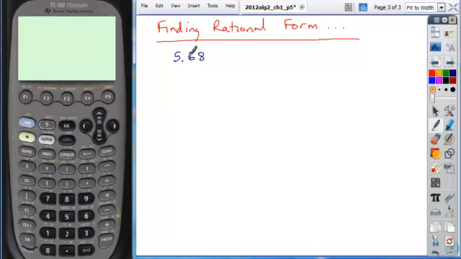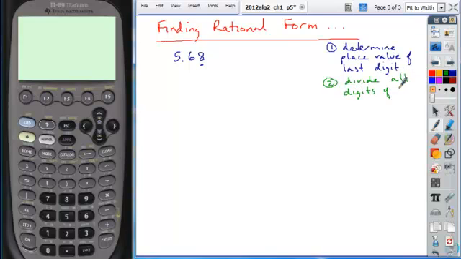If I want to find the rational form of this, it's a very simple process. The first thing you're going to do is determine the place value of the last digit. So in this particular case, what is that place value? Hundredths, right? It's tenths, hundredths, thousandths, and so on. Whatever you determine that to be, you're then simply going to divide all the digits of your number. So I'm going to take 5, 6, and 8.